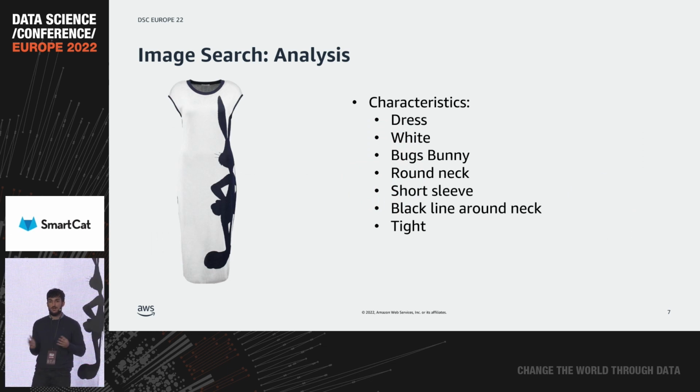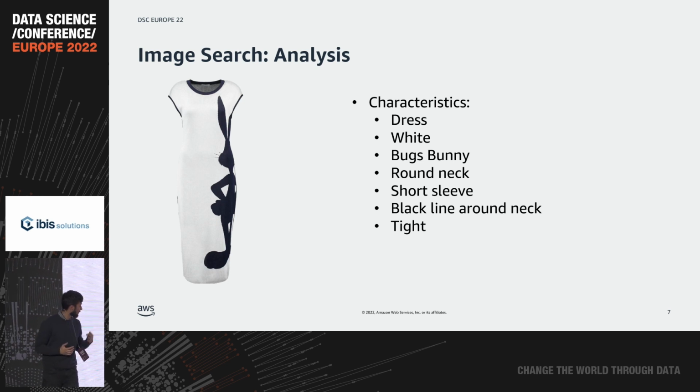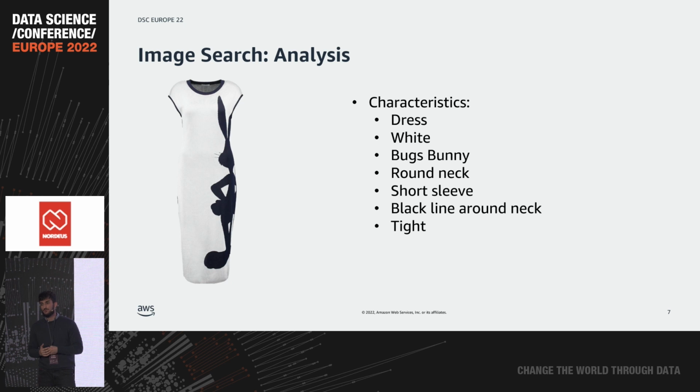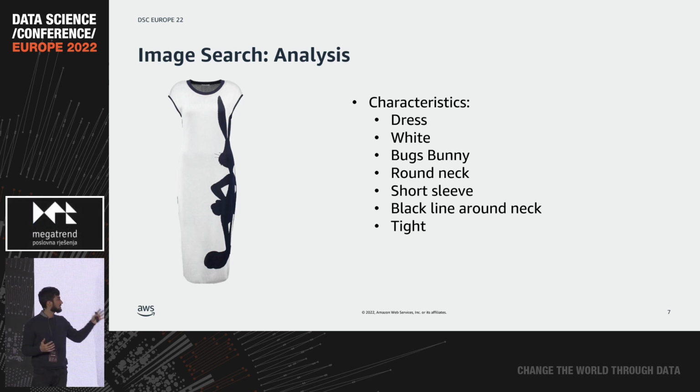A first valid approach would be to start describing the image, right? So what we could do is take an image and start saying, okay, what do I see in the image? This is a dress, it's white, has a black bunny, short sleeves, round neck, you name it, right? You just try to describe it and you get these characteristics that could represent what the image looks like.